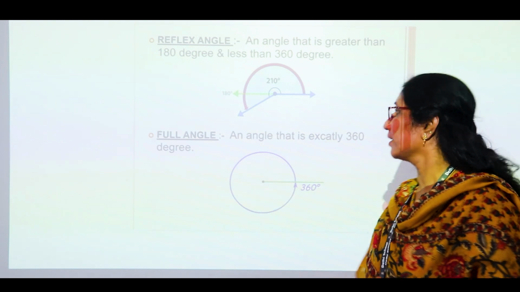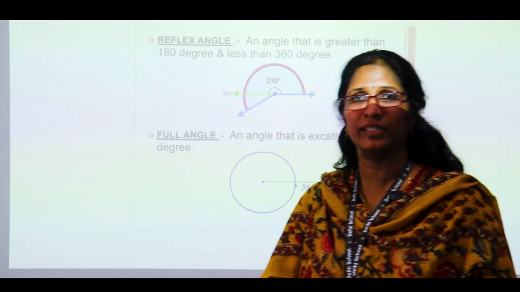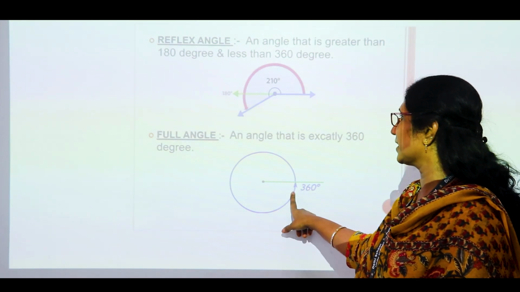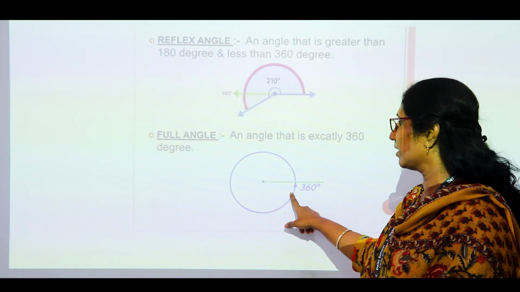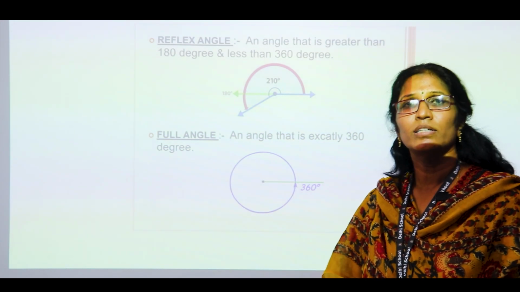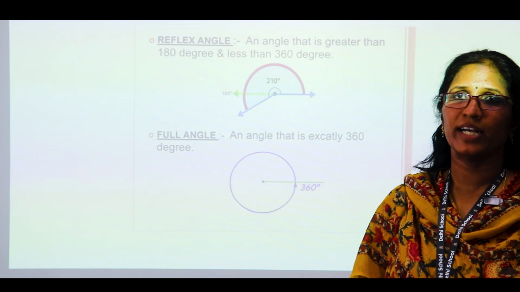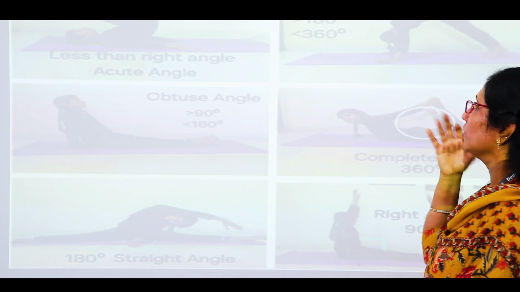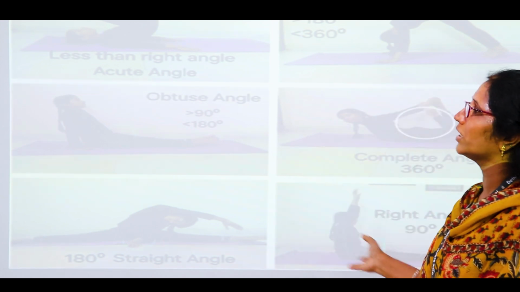Next, a full angle. Full angle means once we complete one rotation using the two arms, then we can form exactly 360 degree when it comes to the same position. Then that angle is called a full angle, or we can call it a complete angle. Here are a few examples of the types of angles we have learned till now.